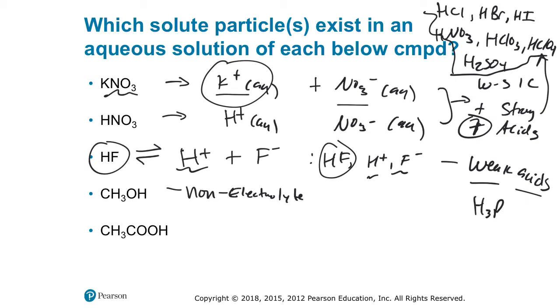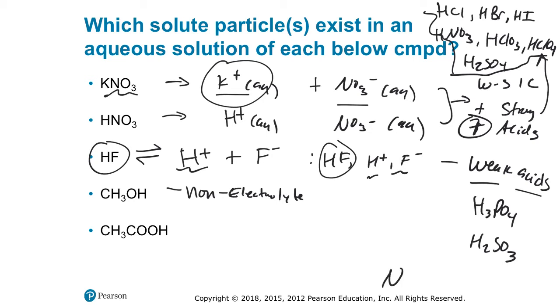So like H3PO4, H2SO3, like HF, the example we just saw, acetic acid. These are examples of things that are going to partially dissociate and be weak electrolytes, and then everything else, almost everything else is going to be a non-electrolyte.